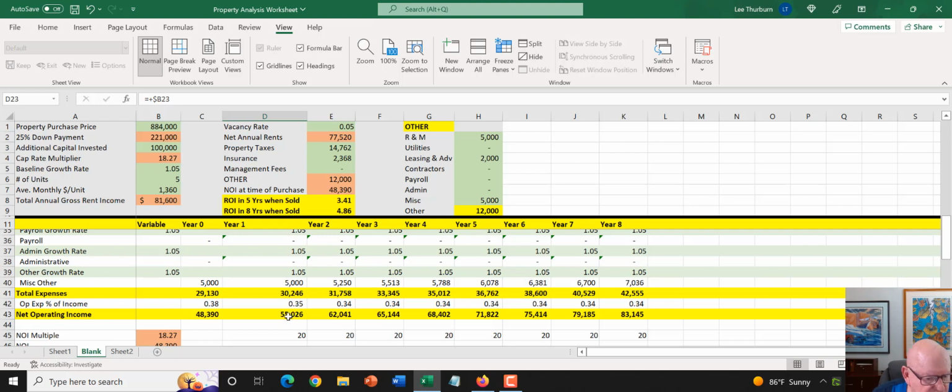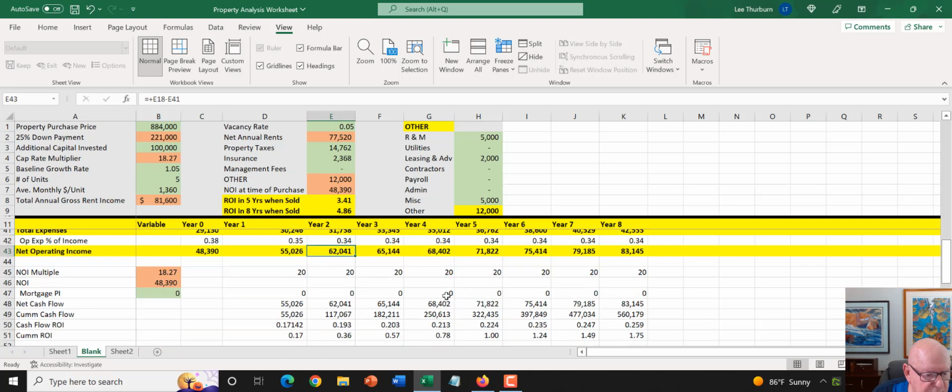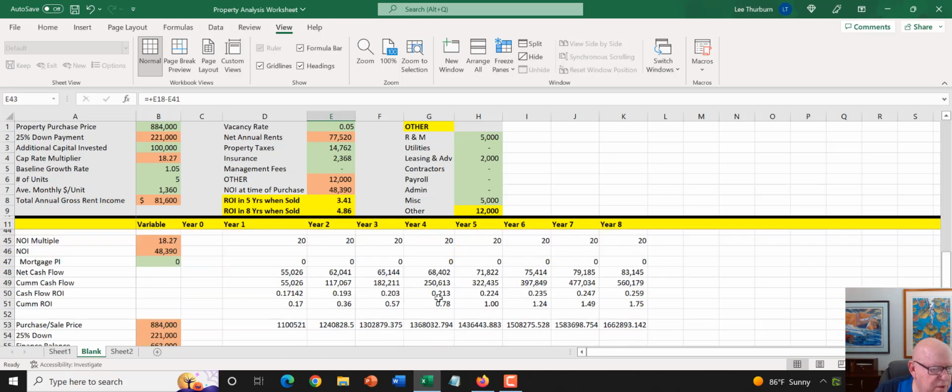Okay, so our net operating income grows at the following rate. And so the current year, if the property was fully rented, that would be $48,000. And then, so we're looking at 55 and so on. So now what we need to do next is we come down, we want to look at our net operating income multiple. Now, actually, it should be this. So I'm going to adjust my formulas just a little bit so that the math works out.